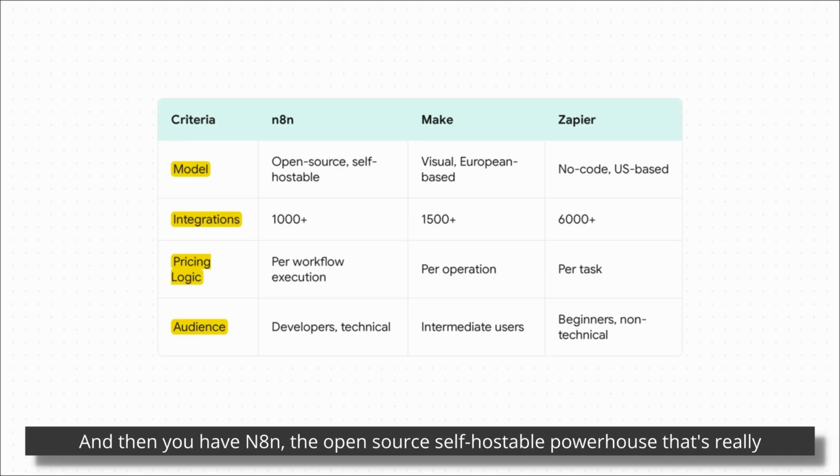And then you have N8N, the open-source, self-hostable powerhouse that's really built for developers. So the takeaway is that you're making a trade-off.